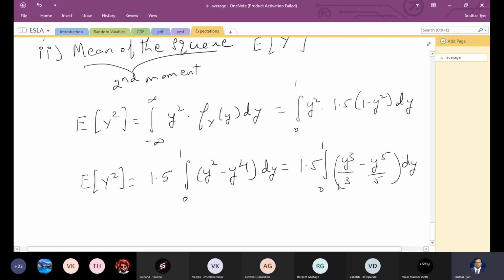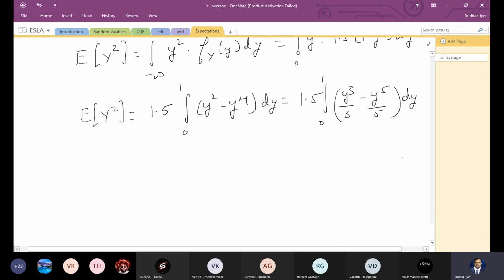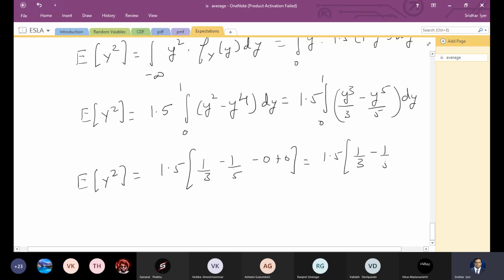So you can see that once you write the equation, it just turns out to be doing an integration. That's all. So if you're good with the integration part, then nothing to worry about. So here you get 1.5, 1 by 3 minus 1 by 5 minus 0 plus 0. So you'll have 1.5 into 1 by 3 minus 1 by 5. And this is a 0.